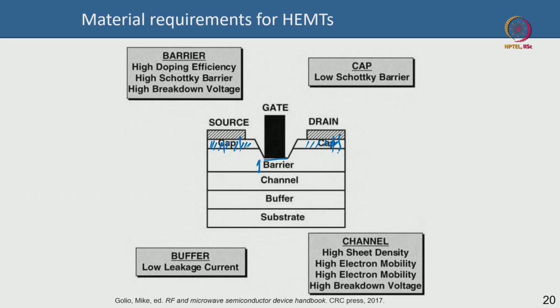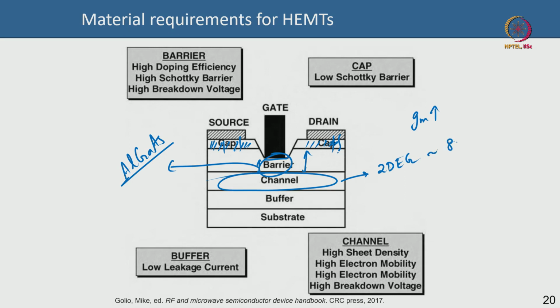You see the channel below the barrier, the gate is actually thinner than over here, so you have better control on the channel, and that is why you have better gm. For more aggressive scaling you need that kind of thinner barrier for better channel control. Remember that in a MESFET the gate directly sits on the channel, but here this is actually AlGaAs, for instance, and it is depleted, like a dielectric. The channel is only the 2D electron gas, so it is very thin, probably around 5 to 8 nanometers. The buffer is gallium arsenide, and then you have a gallium arsenide substrate.